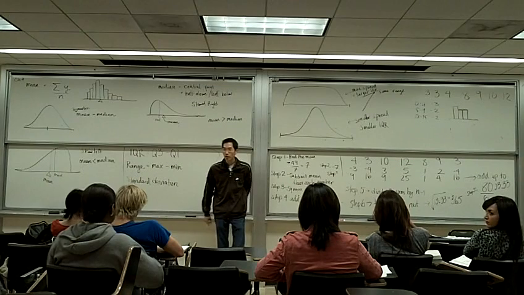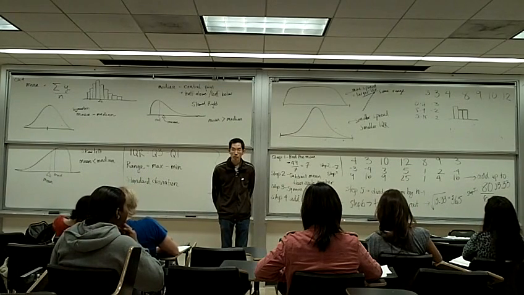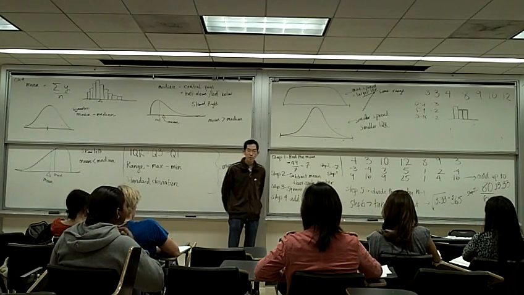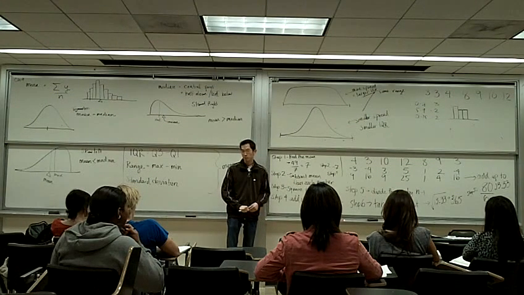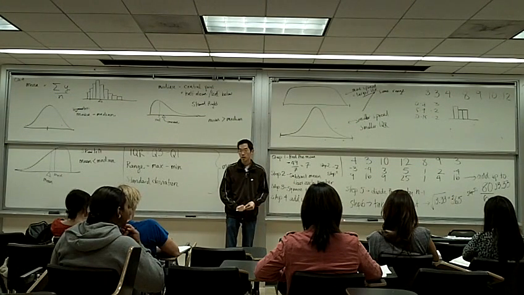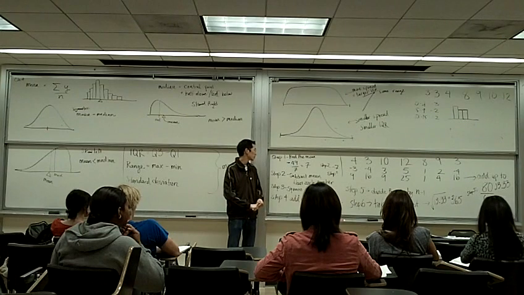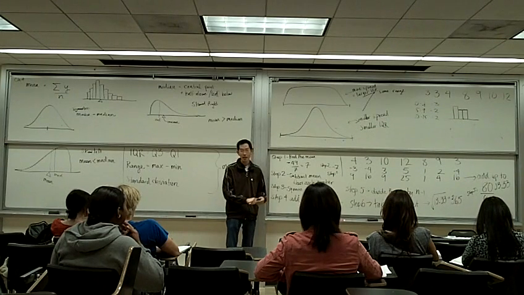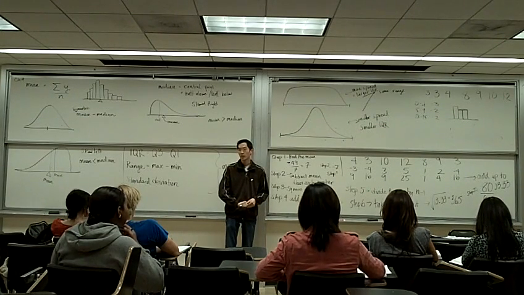Yes, we have a question. Is n the mean, or is n the number of numbers? N is the number of numbers that you have. N is always going to be the number of numbers that you have. Just a coincidence that the mean was 7? Yeah, it was a coincidence that the mean was 7 and we happen to have 7 numbers.